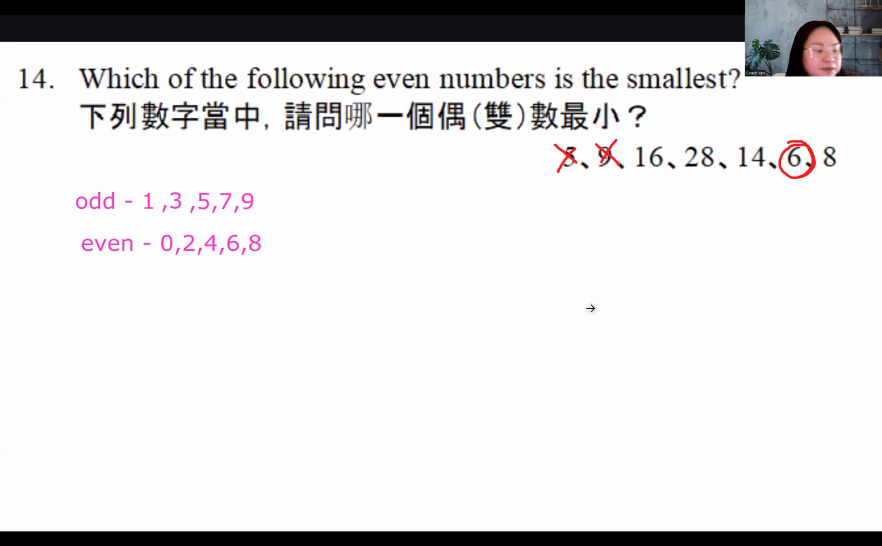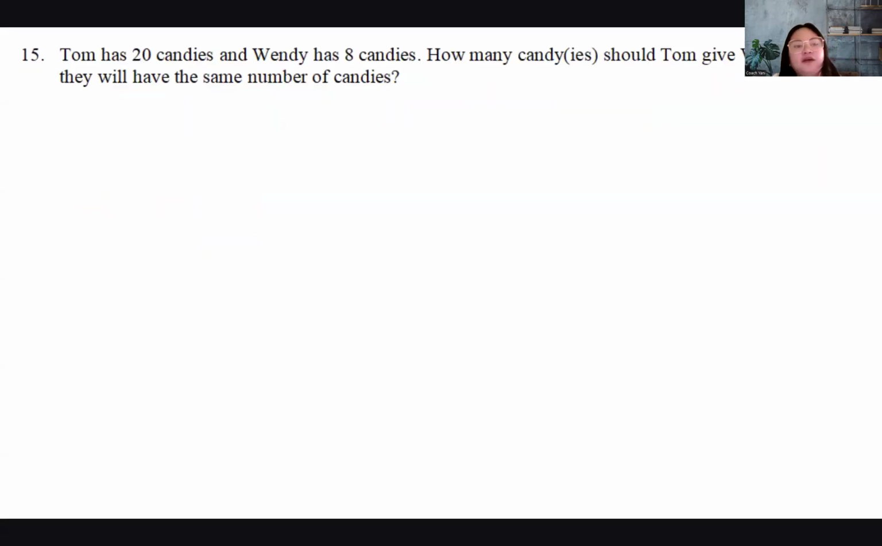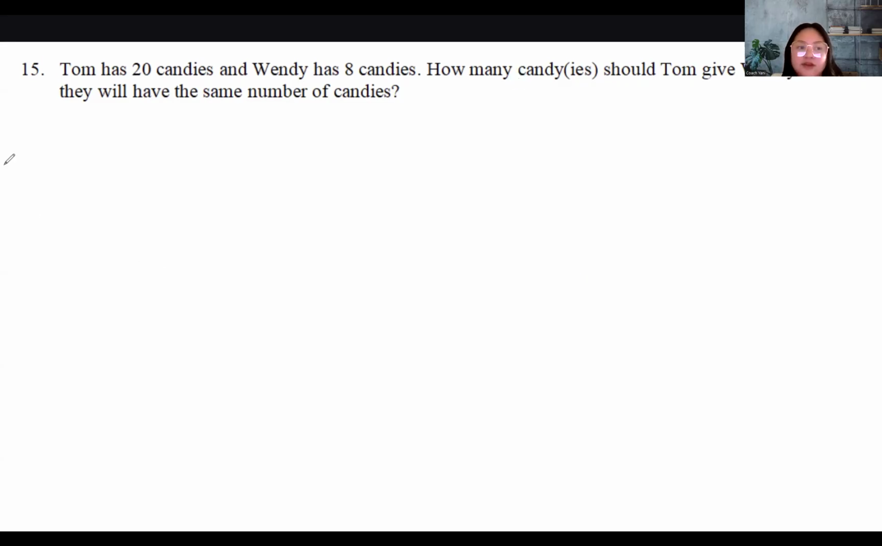Okay, let's do number 15. Tom has 20 candies and Wendy has 8 candies. How many candies should Tom give Wendy so that they will have the same number of candies? So, step 1, all you have to do is find the difference. That means 20 minus 8, you get 12.